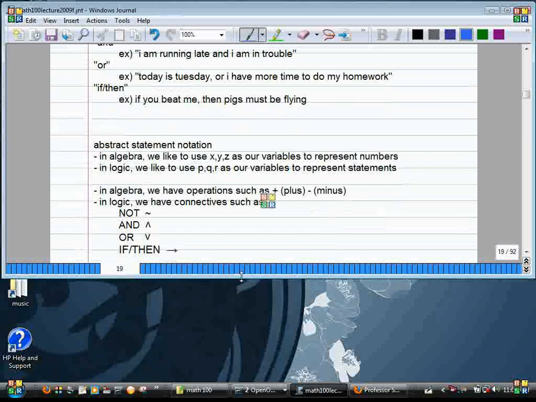So how do we, when we have statements like the ones that we've talked about so far, how do we rewrite these in terms of notation? So let's do some examples.